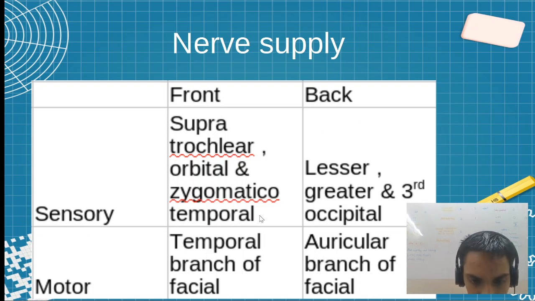Motor. Remember T7 and A7. What is T7? Temporal branch of facial, and back. Remember auricle. Auricle is back, your ear, posterior. Remember this for front. For motor I'm saying. Remember this for back, auricle. So T7, that is in the front. A7, that is in the back. T as in temporal, A as in auricular, 7th is the nerve, facial nerve.